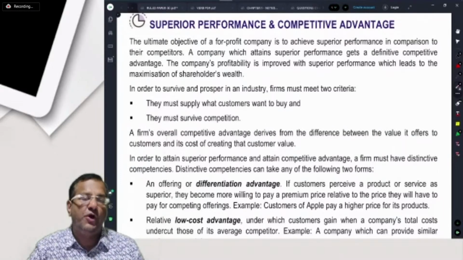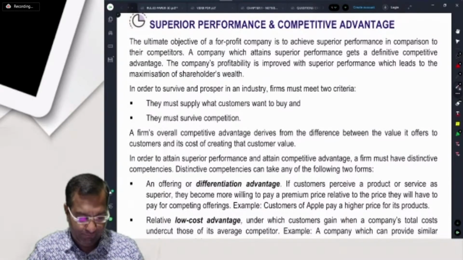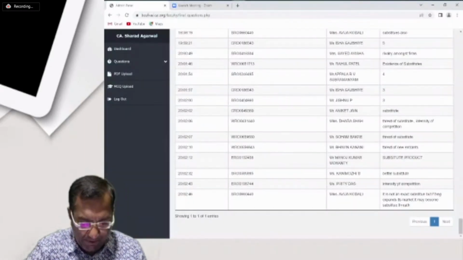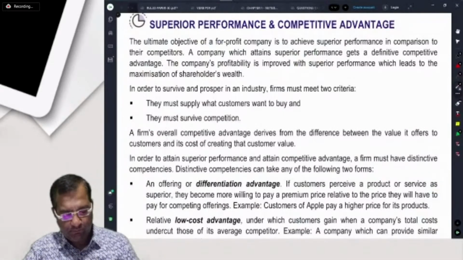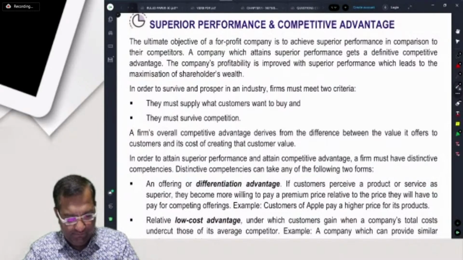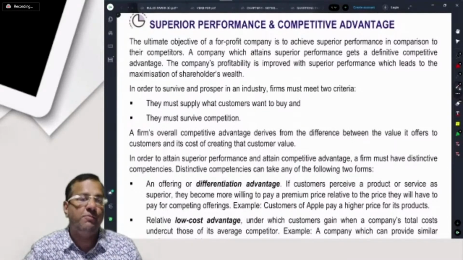Next point number 2, इसी में बेटा condition number 1 हो गया. Condition number 2, the organization must survive the competition. Write down second main point. This is very, very important point. Write down through red pen, beta na. This is very, very important point.